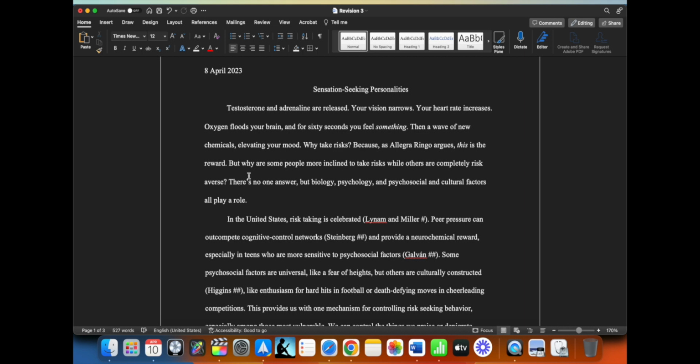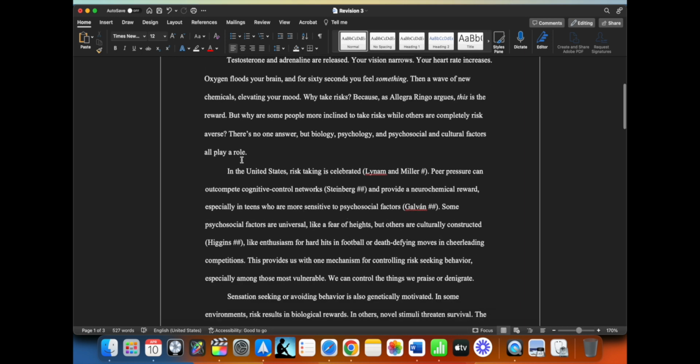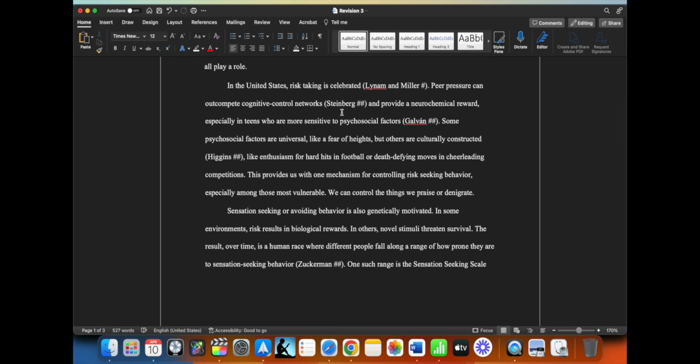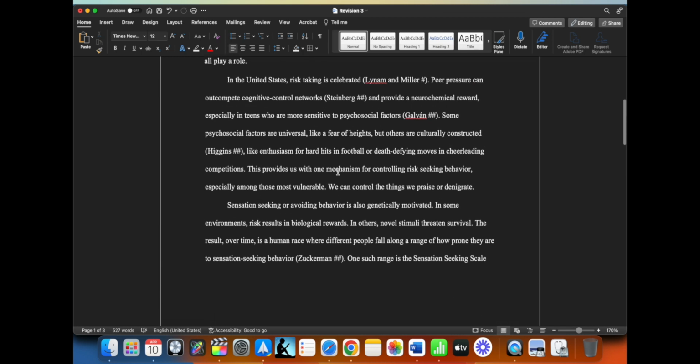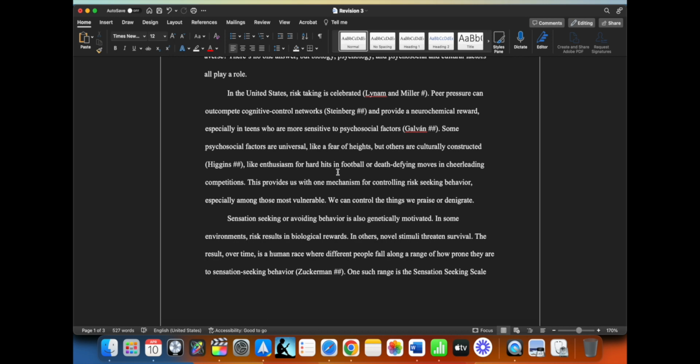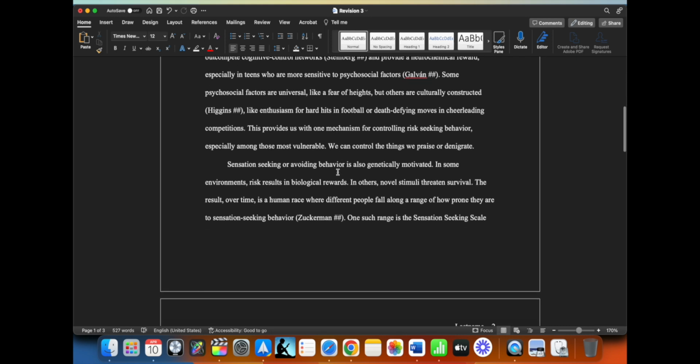All right. So our initial question is, why are some people more inclined to take risks while others are completely risk averse? And then we say we're going to answer it in three ways: with biology, psychology, and psychosocial and cultural factors. So we have our psychosocial and cultural factors first, right? And this is where we say essentially, there's some universals, and then it's also culturally modified. And so what we praise or we say is bad can determine that sort of culturally.